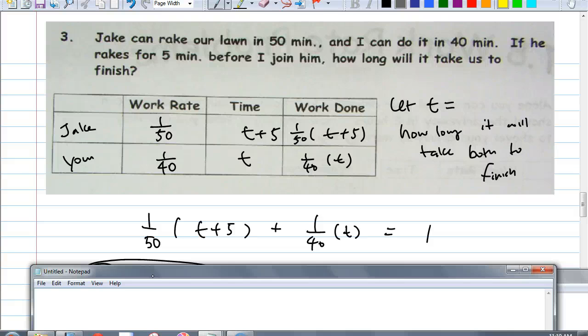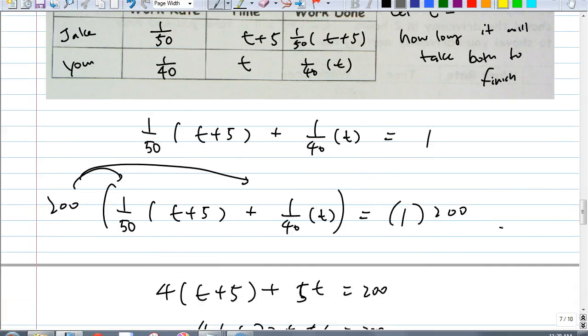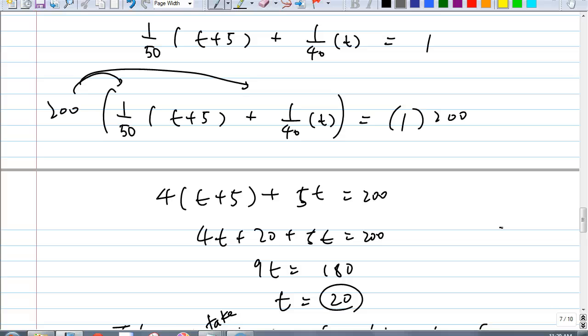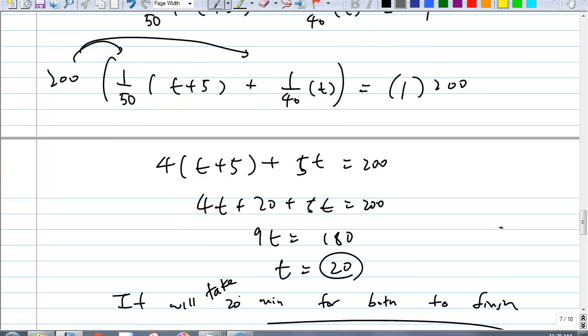Okay, anybody need more time to finish? No? Okay. Shurag, what did you guys get? I got 20. Anybody agree? Anybody have a different answer? How many people got 20? Raise your hand. Okay, good. You're right, it is 20. So did you all multiply both sides by 200, your LCD? So you get 20. It would take 20 minutes for both of them to finish.